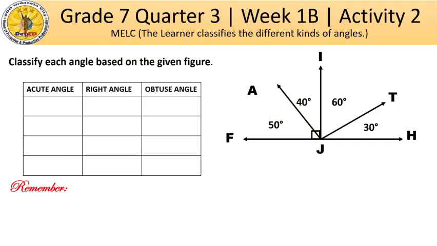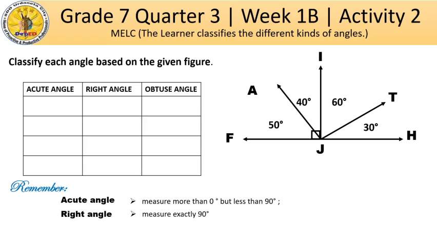Okay, so let's proceed to activity 2. Classify each angle based on the given figure. So remember that an acute angle measures more than 0 degrees but less than 90 degrees. And a right angle measures exactly 90 degrees. An obtuse angle measures more than 90 degrees but less than 180 degrees. So let's identify what are those.